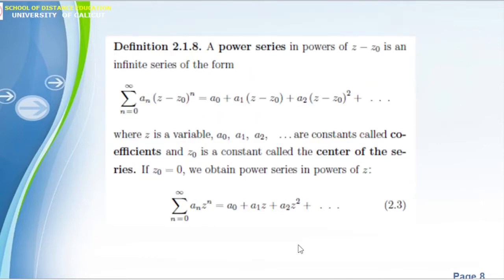A power series in powers of z minus z0 is an infinite series of the form sigma n from 0 to infinity an into z minus z0 raised to n. That is a0 plus a1 into z minus z0 plus a2 into z minus z0 the whole squared plus etc. Where a0, a1, a2 etc. are complex constants and z0 is called the center of the series. If z0 is 0, the center is 0, then the power series is sigma n from 0 to infinity an z raised to n.